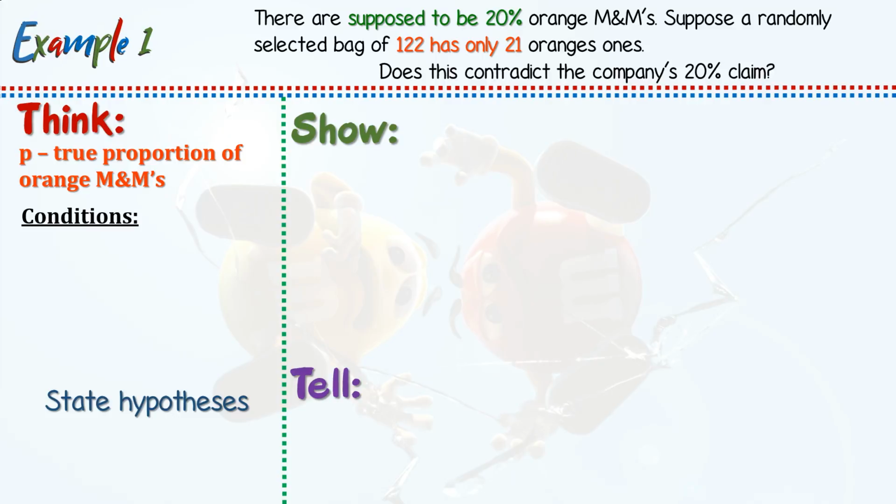So p is the true proportion of orange M&Ms. You can even say the actual proportion of M&Ms. Conditions: notice it does say a randomly selected bag. So stated, my personal favorite.